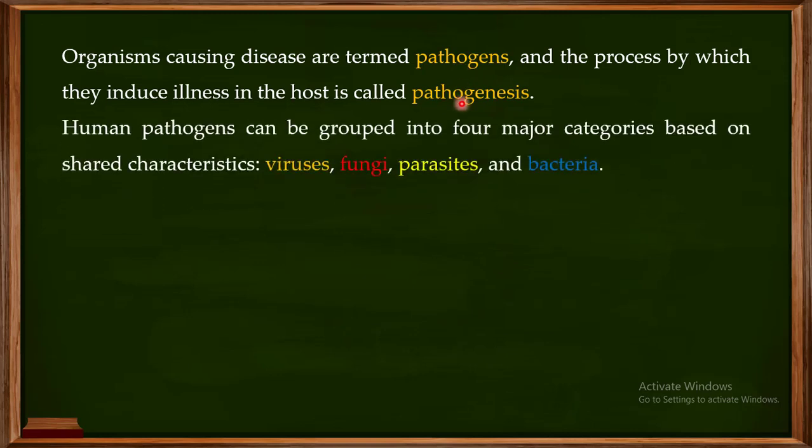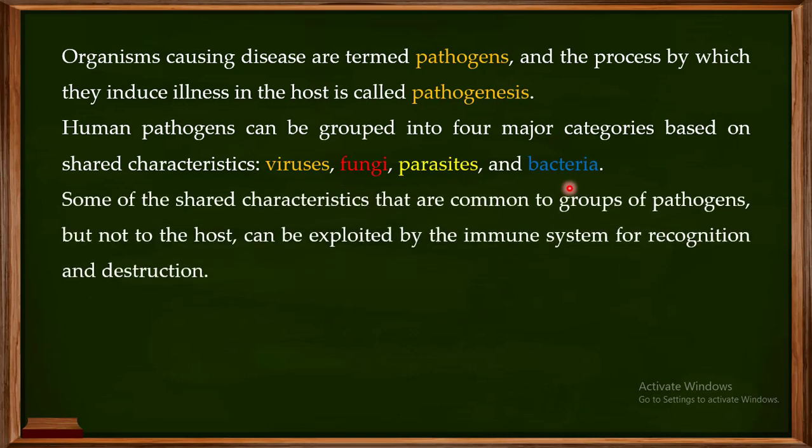Human pathogens can be broadly classified into four major categories: the viruses, the fungi, the parasites, and the bacteria. In a while, I'll give you some examples from these four major classes of human pathogens. Some shared characteristics are common to these groups of pathogens but not to the host, and they can be exploited by the immune system of the host for recognition and destruction of these pathogens. What I mean is that these pathogens have special characteristics that are not present in the host, so it is easy for the immune system to exploit them for recognition and destruction.